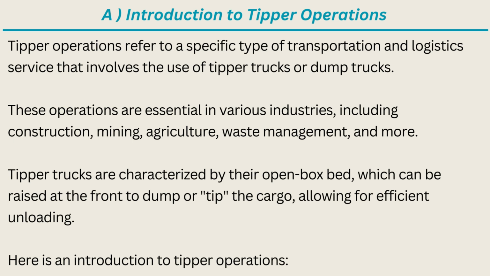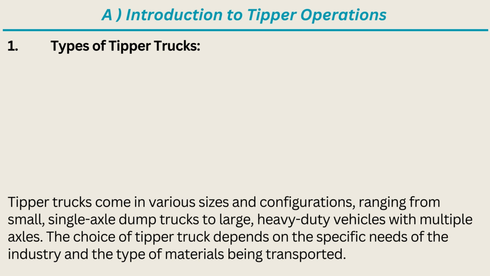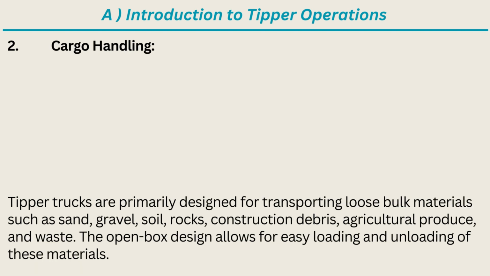Here is an introduction to TIPPER operations. 1. Types of TIPPER trucks. TIPPER trucks come in various sizes and configurations, ranging from small, single-axle dump trucks to large, heavy-duty vehicles with multiple axles. The choice of TIPPER truck depends on the specific needs of the industry and the type of materials being transported. 2. Cargo handling. TIPPER trucks are primarily designed for transporting loose bulk materials such as sand, gravel, soil, rocks, construction debris, agricultural produce, and waste. The open box design allows for easy loading and unloading of these materials.